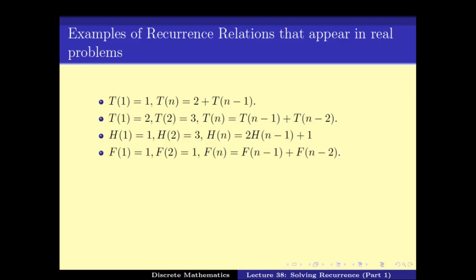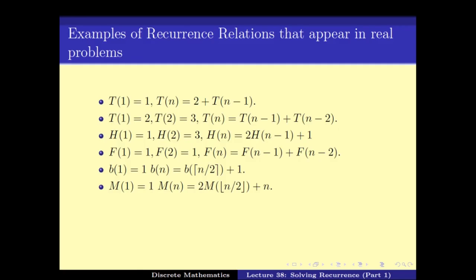This one is the Fibonacci series, where f1 equals 1, f2 equals 1, and fn equals fn minus 1 plus fn minus 2. It's quite a famous series that appears again and again in real life. Then we have b1 equals 1 and bn equals b of n over 2 plus 1. Then we have m1 equals 1 and mn equals 2 times m of n over 2 plus n.